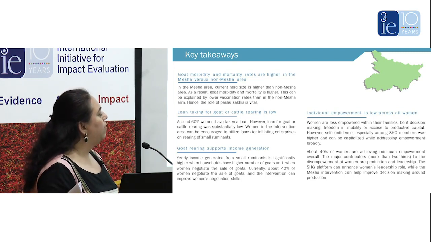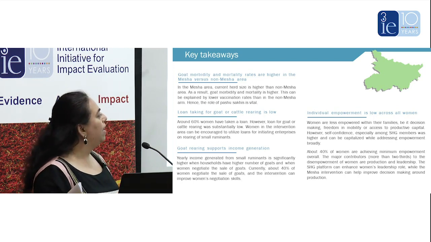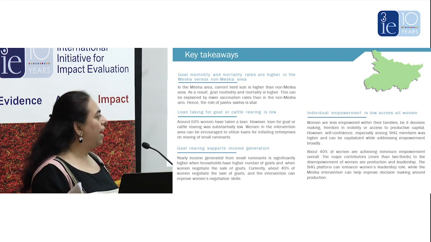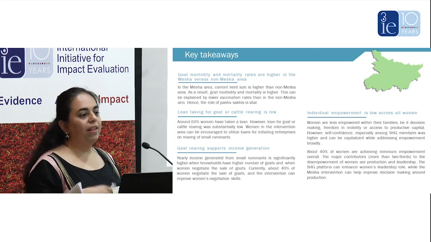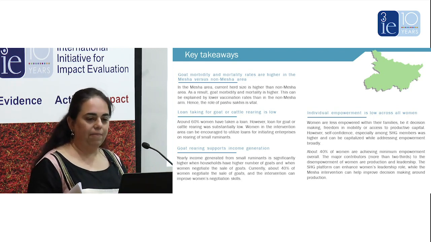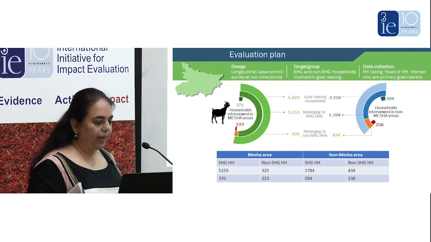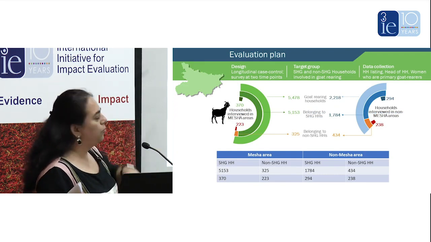And so 40% of women are achieving minimum empowerment overall, and we'll describe what that is further down. The major contributors are really around production, so they don't have the ability to make decisions around productive capital, and they're not engaged in producer groups and self-help groups and other formal groups where they can learn more about these kind of approaches, as well as utilize the formal lending mechanisms that exist through the groups.